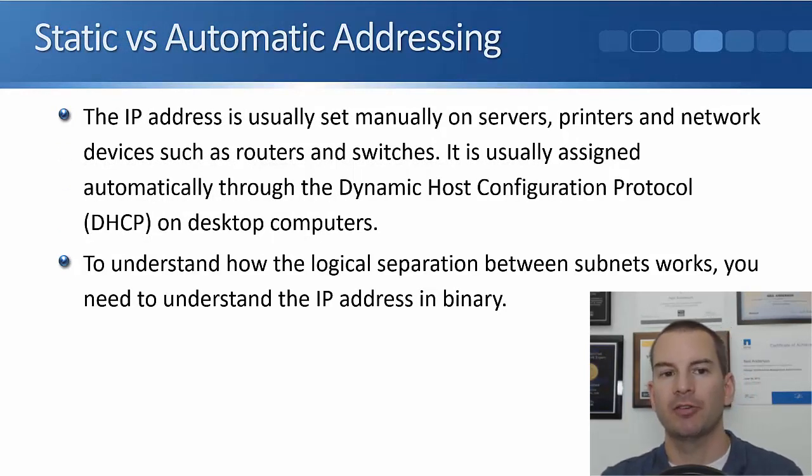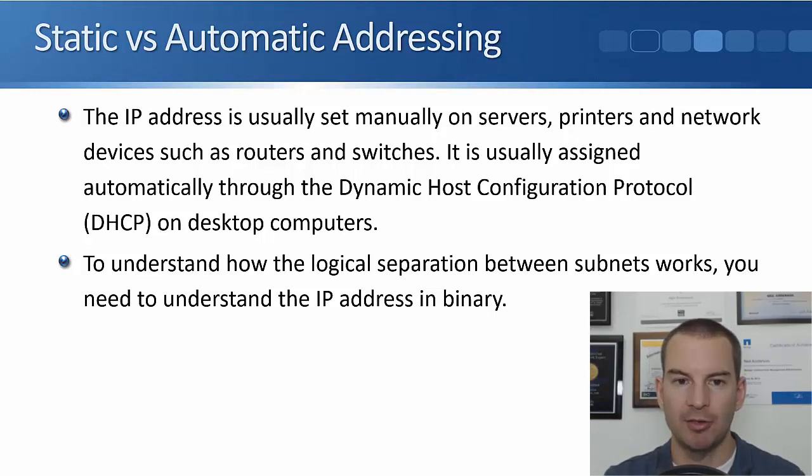Next thing to tell you about is static and automatic addressing. On our important devices, like our fixed devices, like our servers, network infrastructure devices like routers, switches, and firewalls, also on our printers, usually we will manually assign the IP address. For our laptops and our desktop PCs, they'll normally be assigned an IP address automatically through the use of DHCP, which is the Dynamic Host Configuration Protocol. We're going to cover how to set that up later on.